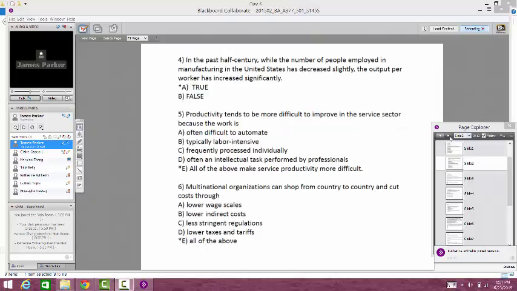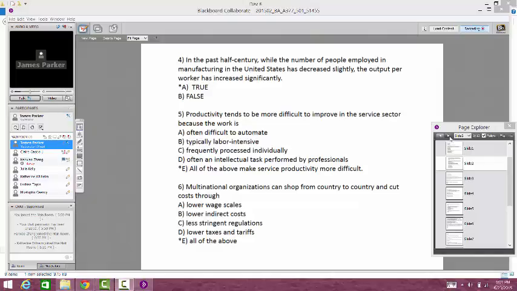Past half a century, as you know, the number of people employed in manufacturing has gone down, primarily due to automation, but the output is way up. Management plays a role, but again, I'd argue primarily automation. Productivity tends to be more difficult to automate in the service sector because the work is often difficult to automate.